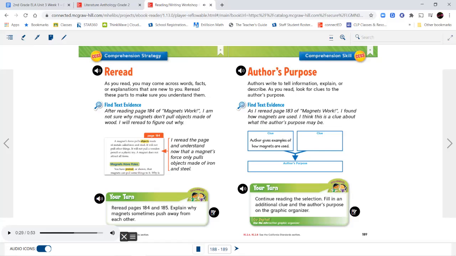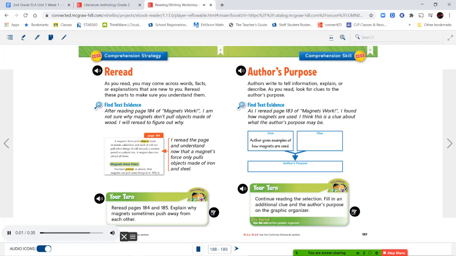A magnet's force pulls objects made of metals called iron and steel. It will not pull other things. It will not pull a wooden pencil or a plastic toy. A magnet does not attract all items. I reread the page and understand now that a magnet's force only pulls objects made of iron and steel.